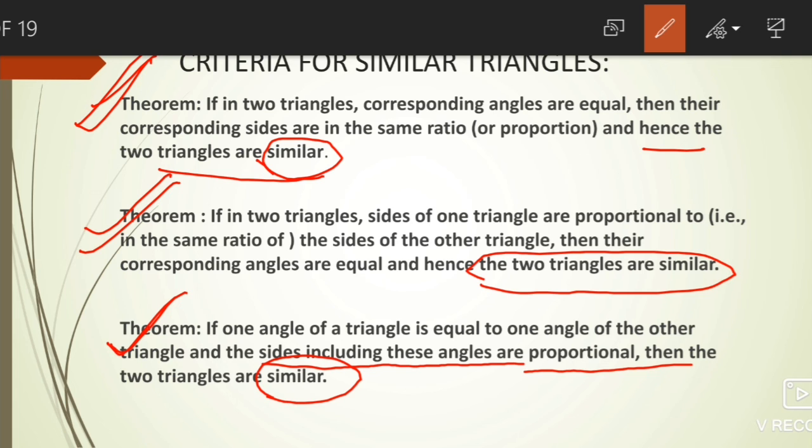These three theorems will be applied for your problems in the next exercise and for the examples. For the exercise problems, you will directly use the statement of these theorems. If the corresponding angles are equal, you will directly state that the triangles are similar. If the ratio of corresponding sides is equal, you will directly state that the triangles are similar. Similarly for the third one also.